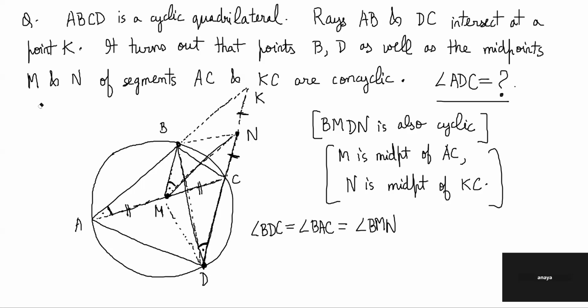What is special about points M and N? They're midpoints. So then MN is a mid segment of triangle ACK. What is special about line MN? It's half of AK. And by the midpoint theorem, it's parallel to what? To AK.